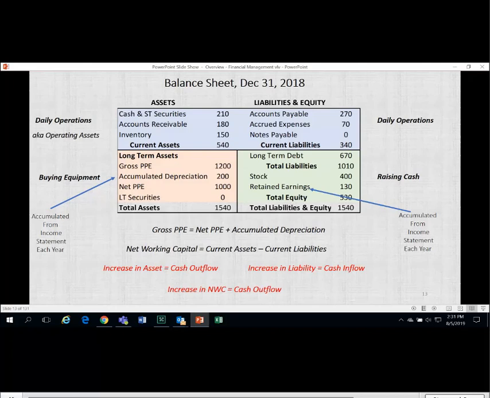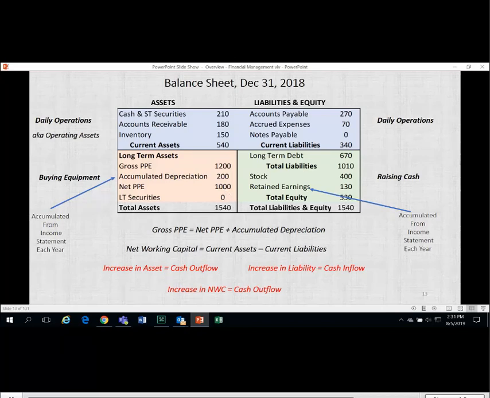Then we have to make a judgment. What is the useful life of this equipment? Well, we made the subjective judgment it's going to last 12 years, so we're going to take $100 of depreciation each year. So I see here that our accumulated depreciation is now $200. Year one, we took $100, and year two, we took another $100. So we have a total accumulated depreciation of $200, which we subtract from gross PPE to get net PPE.